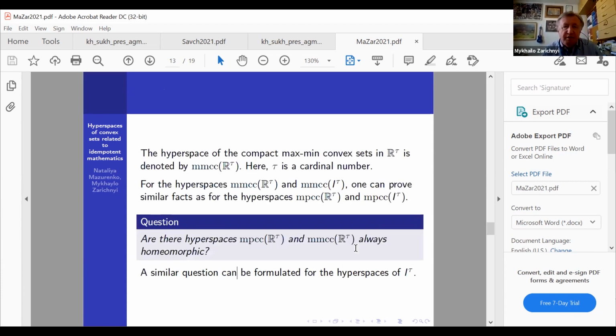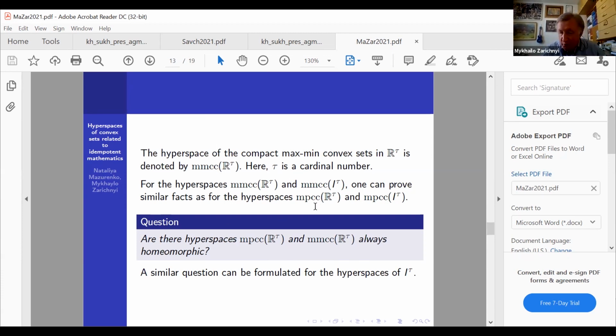And also, this is a known result. The hyperspace of compact maximum convex sets is denoted by MMCC of R tau. Also here, tau is a cardinal number. And for the hyperspaces, as I told this, one can prove similar facts for the hyperspaces which I mentioned above.